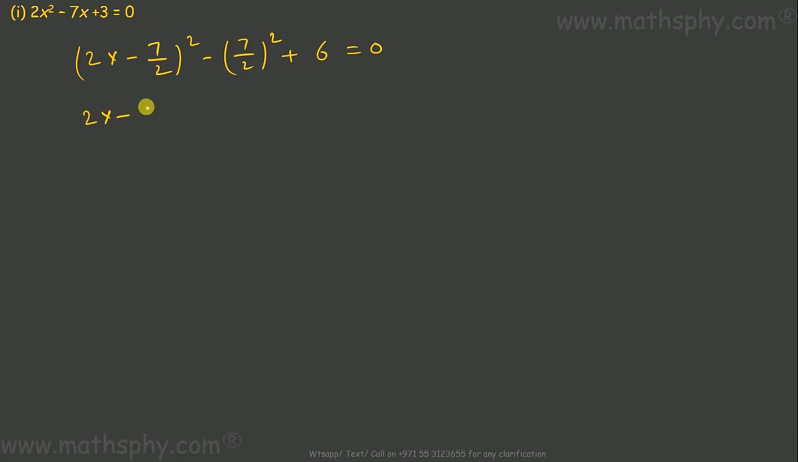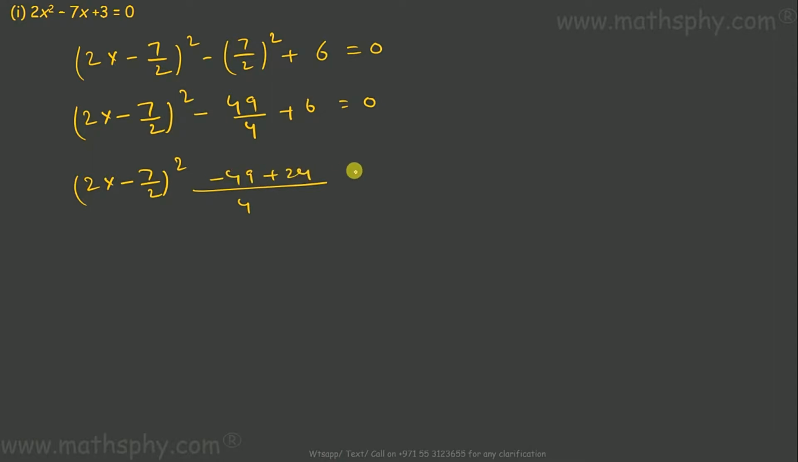Let's solve this. This will be (2x - 7)/2 whole square minus 49 over 4 plus 6 equals to 0. So this will be (2x - 7)/2 whole square minus 49 plus 24 equals to 0. So this will be (2x - 7)/2 whole square minus 25 over 4 equals to 0. So this will be (2x - 7)/2 whole square equals to 25 over 4.